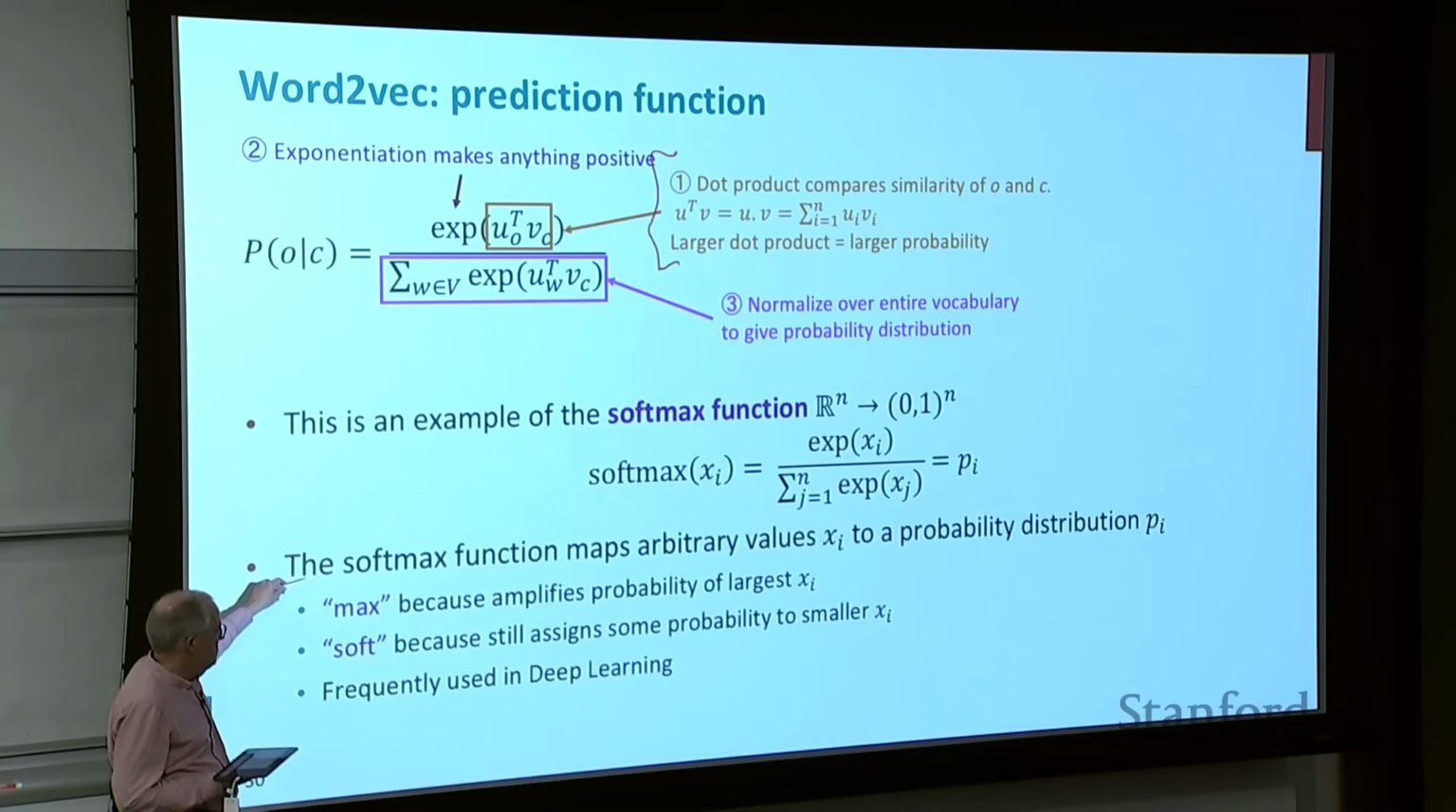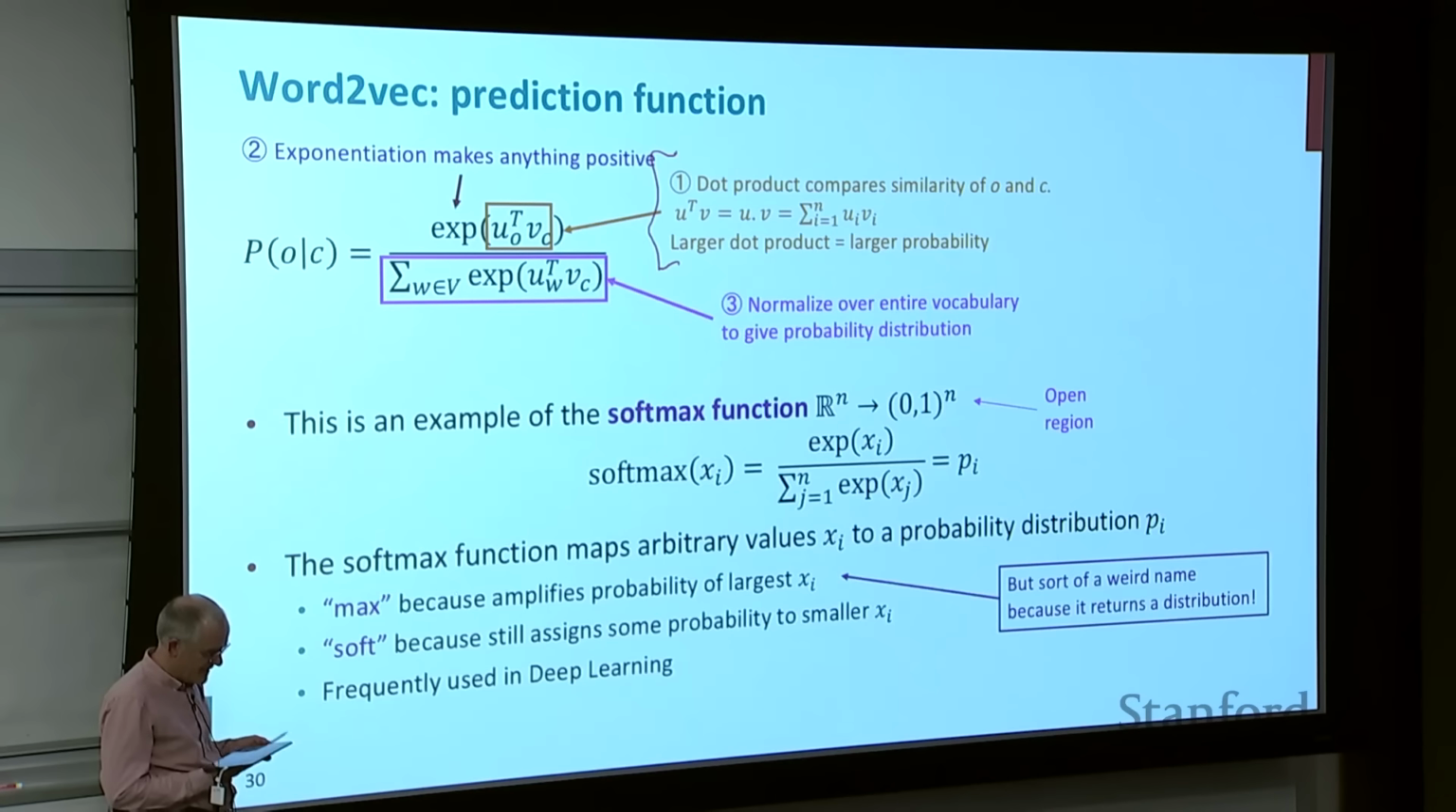So it's called the softmax function because it amplifies the probabilities of the largest things. That's because of the exp function, but it's soft because it still assigns some probability to smaller items. But it's sort of a funny name because when you think about max, max normally picks out just one thing, whereas the softmax is turning a bunch of real numbers into a probability distribution.